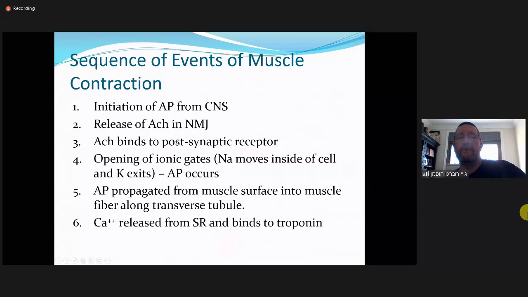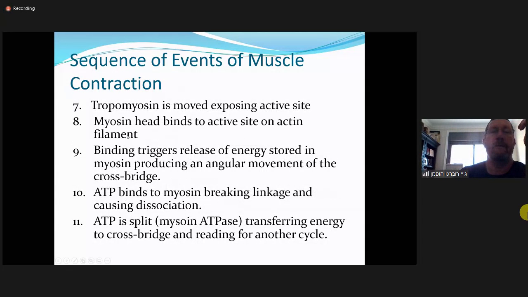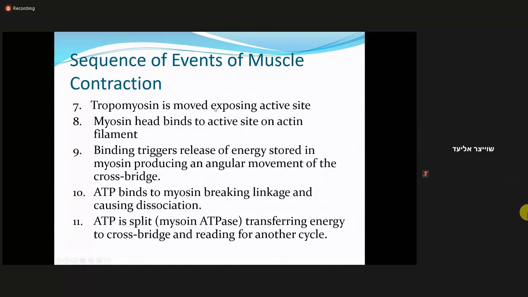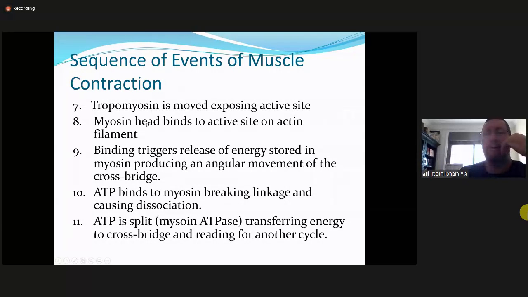The acetylcholine binds the postsynaptic receptor. It opens up ionic gates, so sodium moves inside the cell as potassium exits. Once it reaches its threshold level, the action potential will occur. That action potential is propagated from the muscle surface, or the fiber surface, into the muscle fiber along the transverse tubule, where calcium then will be released from the sarcoplasmic reticulum and binds to troponin. This is everything that we're just going through, a review. This is nothing new by now. You've heard of this several times today. Tropomyosin is then moved, exposing the active site. The myosin head then binds to the active site on the actin filament.